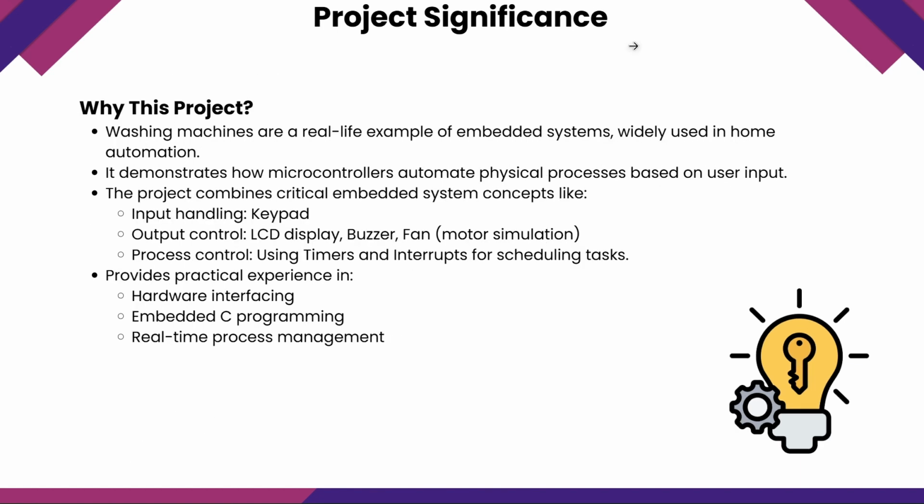Let me tell you about the project significance. Washing machines are a common example of embedded systems used in home automation. It demonstrates how microcontrollers automate physical processes based on user input. The project combines critical embedded system concepts like input handling via keypad, output control through LCD display, buzzer, and fan, and process control using timers and interrupts for scheduling tasks. This project provides practical experience in hardware interfacing, embedded C programming, and real-time process management.